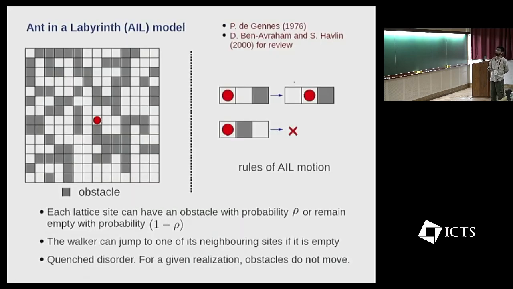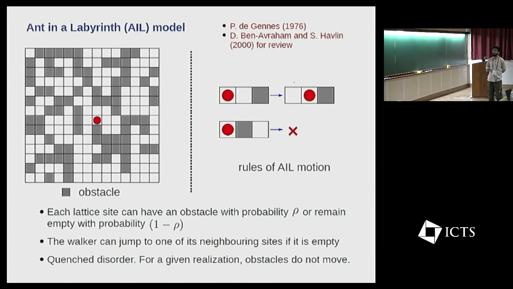Another well-studied model, particularly in the context of percolation, is the ant in a labyrinth model introduced by Jain in 1976. So this model features a random walk which is moving in 2 dimensions, but it's moving in a disordered environment that contains obstacles. So we put initially the walker at the origin, but every other site can have an obstacle with probability rho, or it can remain empty with the complementary probability 1 minus rho.